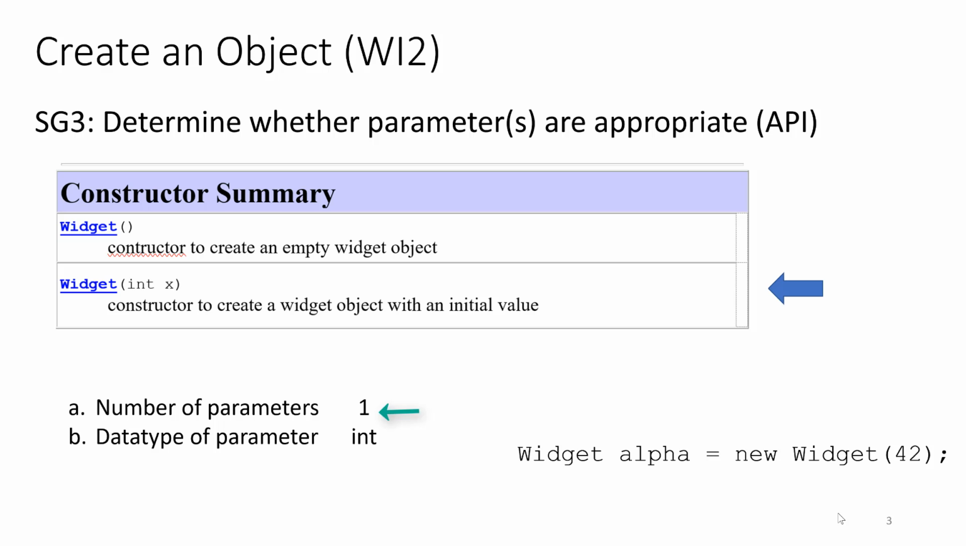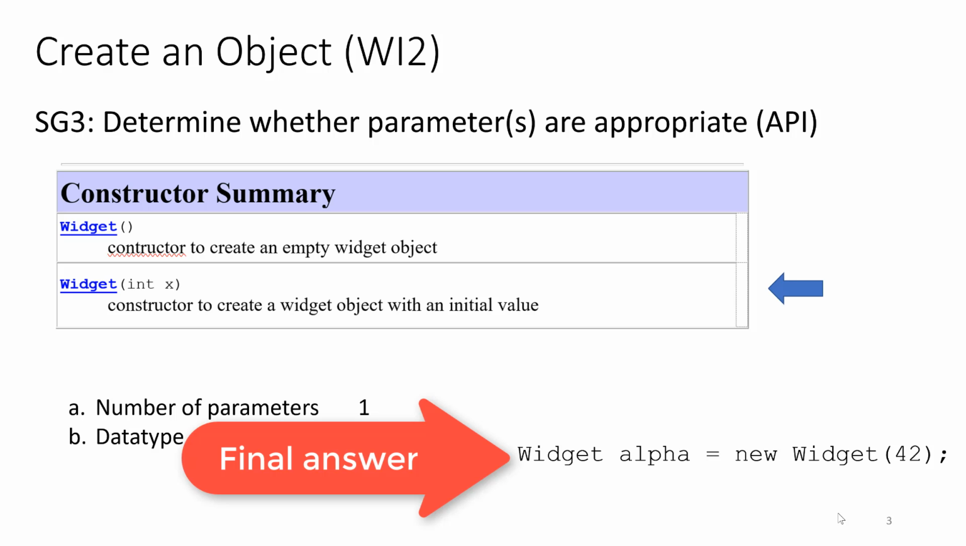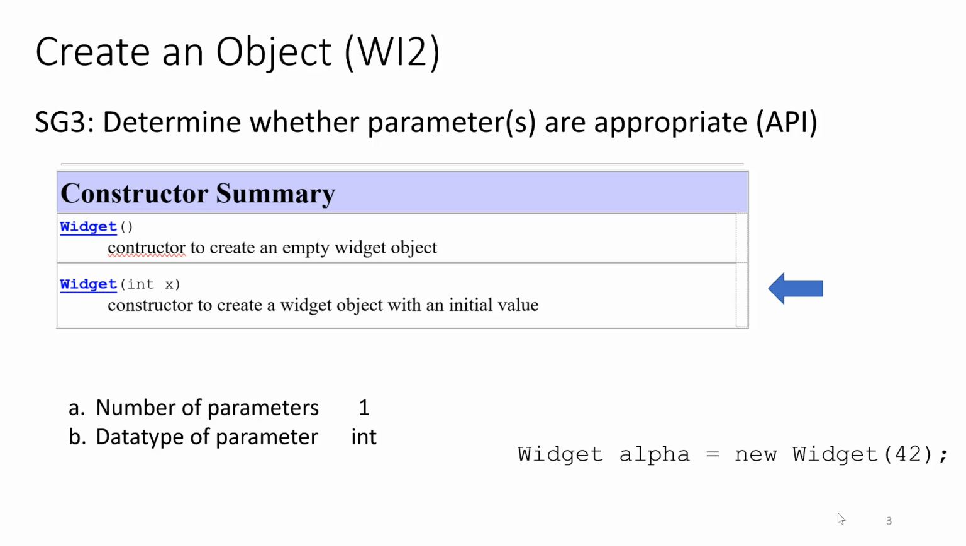In this case, the number of parameters that we need is 1, because there's one pair of words between the parentheses, and the data type of that parameter is int. So the final answer becomes Widget alpha is assigned the value new Widget and 42.